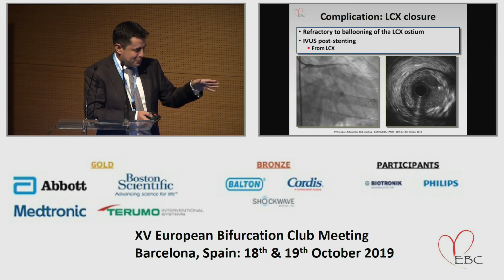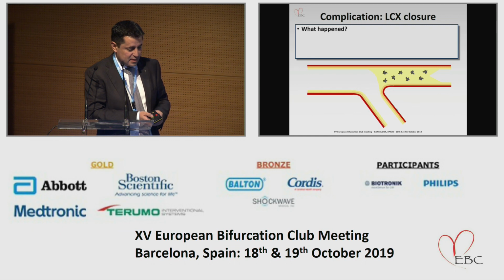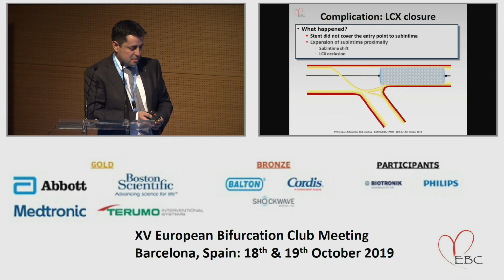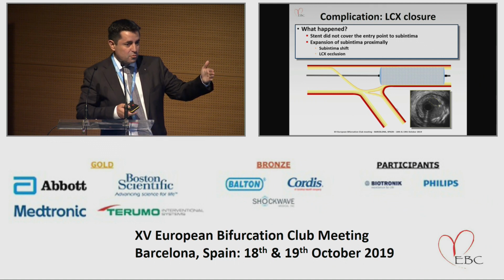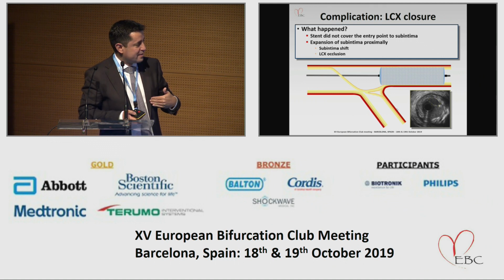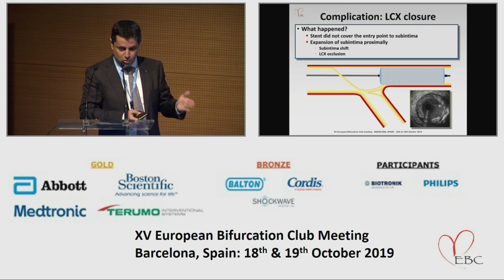We didn't elaborate on the IVUS so much. So what has happened is that when we went retrograde, our wire had a small subintimal course close to the carina. When we deployed the stent, we didn't cover the entry point. I think that's the key of the story. And when we deployed the stent, we extended the subintimal space. That's why when we try to balloon, it's elastic. We balloon with no problem, but it recoils and the circumflex remains closed.